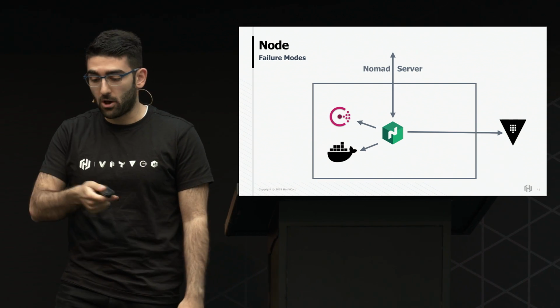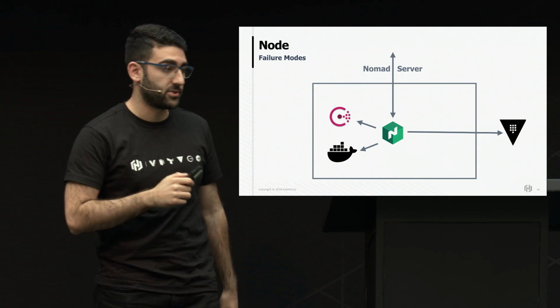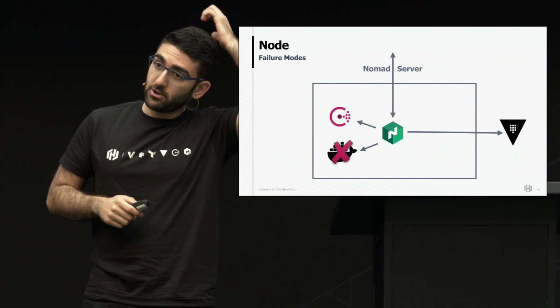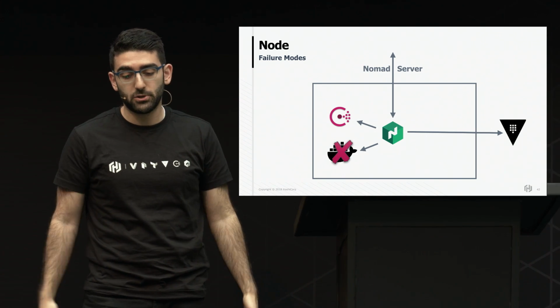The answer is actually all of them. So we'll go through and see how we handle each thing failing on this node. The first one might be the Docker engine. Docker engine has gotten a lot more reliable, but it can still crash. So what does Nomad do?